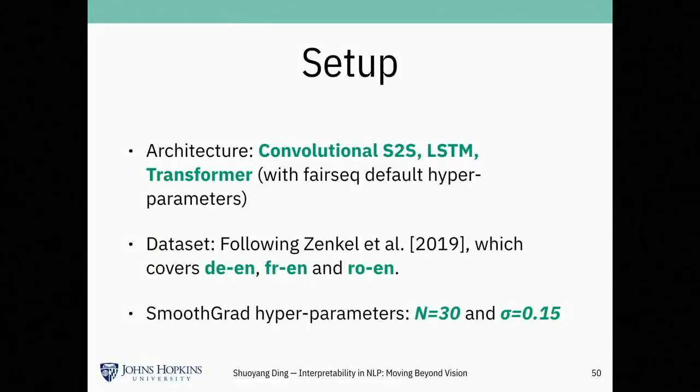All right, so let's look at experiments. We experiment with the convolutional sequence-to-sequence model, LSTM, and transformer translation model. And the data set we use follows Zenkel et al. 2019, which covers German-English, French-English, and Romanian-English. We actually did experiments for both directions.